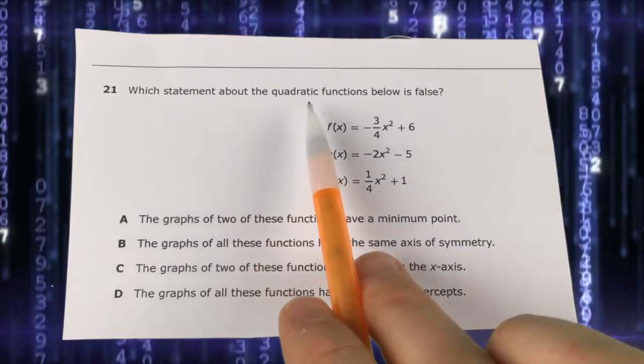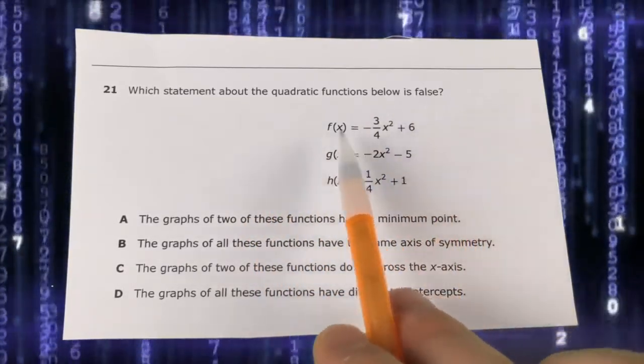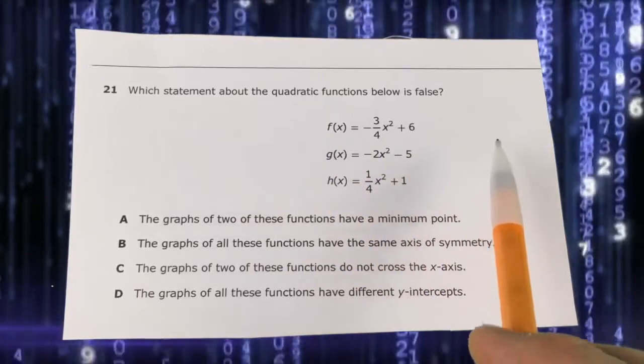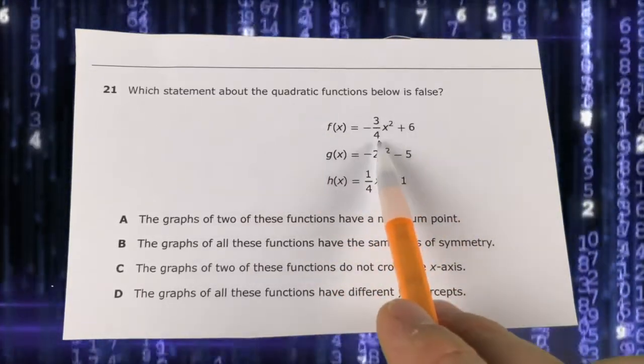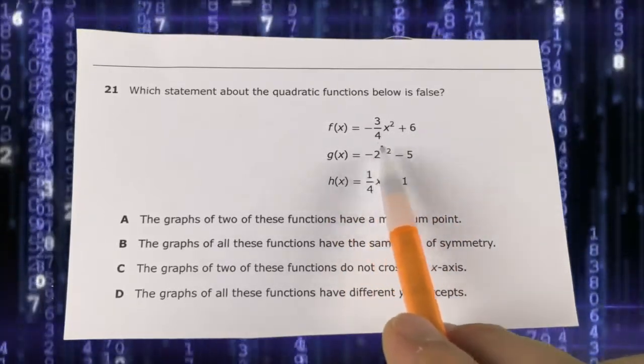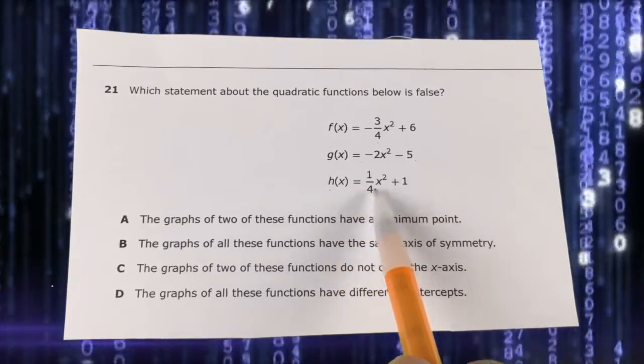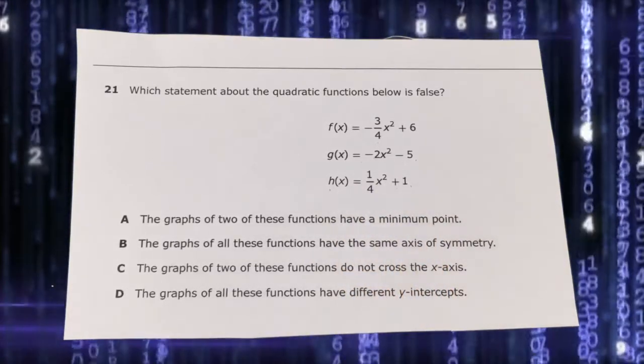Which statement about the quadratic functions below is false? Okay, we have three quadratic equations. F of x equals negative 3/4 x squared plus 6. G of x equals negative 2x squared minus 5. H of x equals 1/4 x squared plus 1.